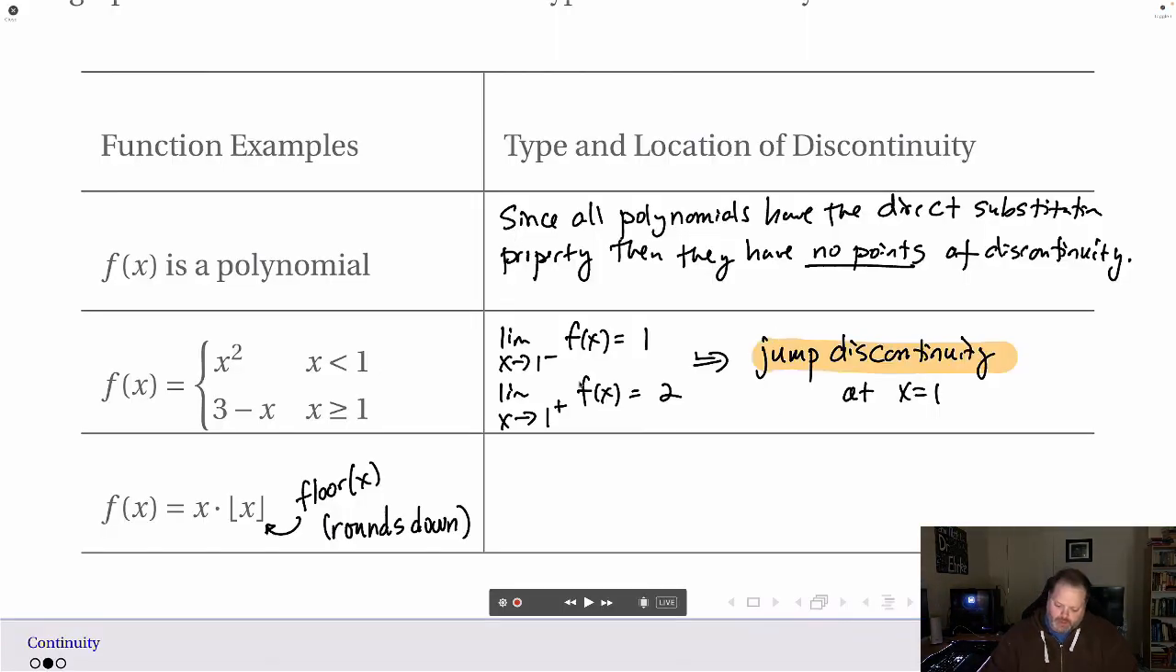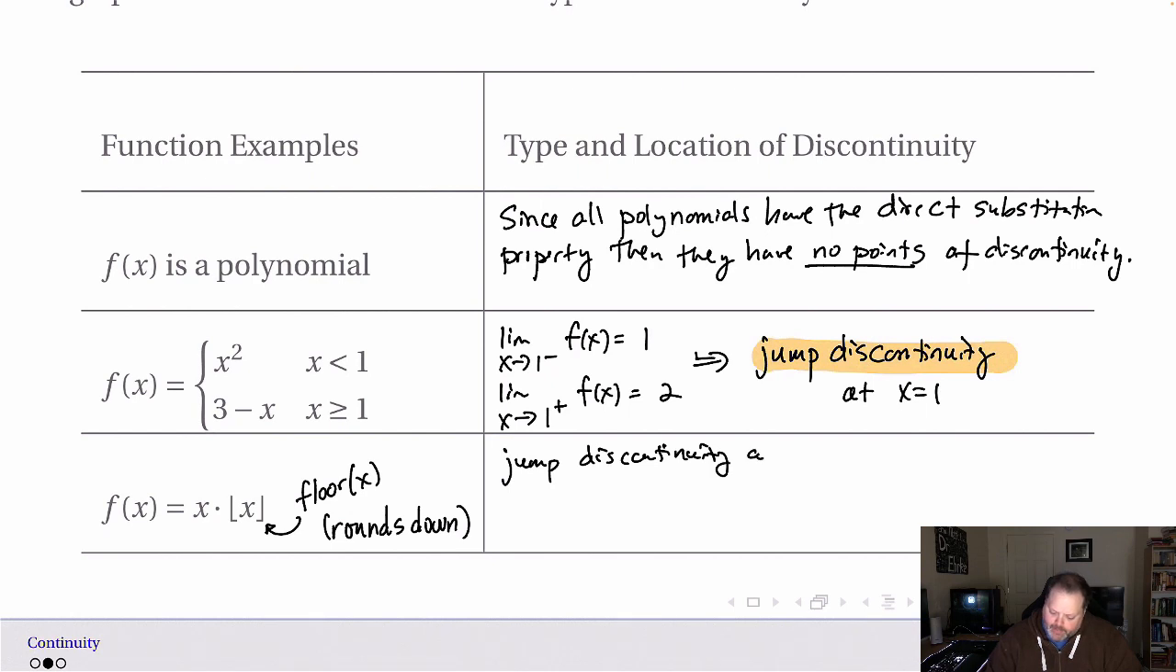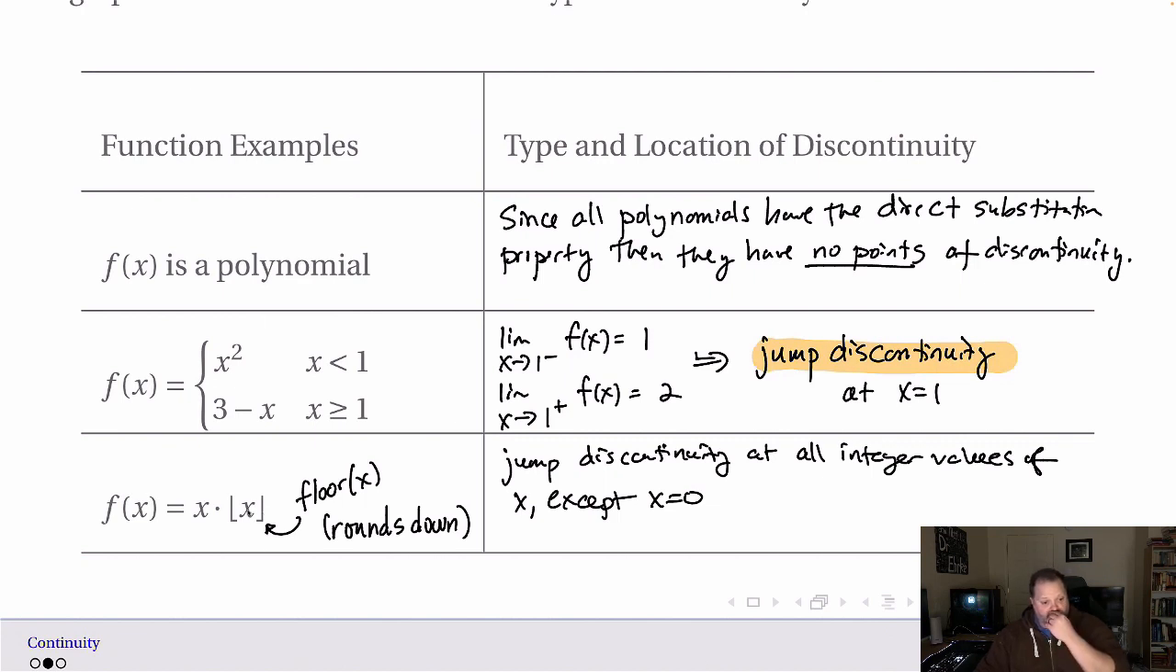All right. So there is a jump discontinuity at all integer values of x except x equal to 0. Now, these kinds of functions are oftentimes called step functions because they introduce several jumps within a function. Now, there's also something called the ceiling function, which the notation for ceiling is instead of having the bars come in at the bottom, they would come at the top. That function would round up.